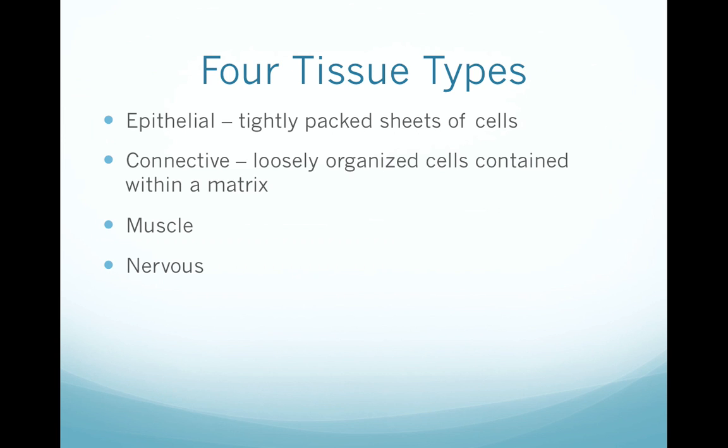Connective tissue is composed of more loosely organized cells, and they are contained within a matrix. Depending on the type of connective tissue, and there are about 6 different types, the components of the matrix will be different. But you can kind of think of it like a Jell-O mold. So you've got bits and pieces of fruit in there, and the fruit would be the cells, and then the Jell-O component would be the matrix. So that's kind of what we're talking about with the matrix, and then cells inside the matrix.